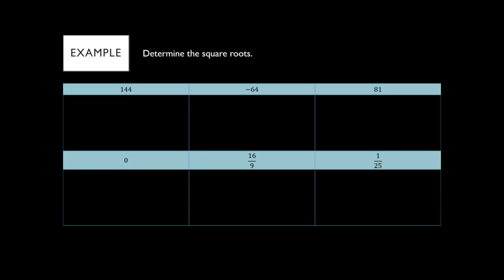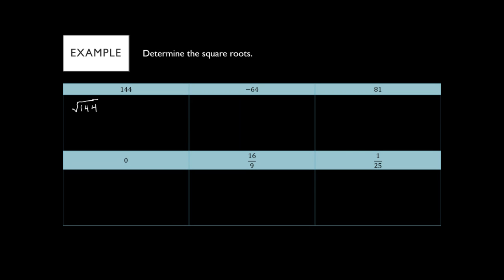And so what you would do is, like the first one on the top left, I've got 144. What you are looking for is the square root of 144. That's what it's telling you to do. It says determine the square roots. It gives you a number, but you're actually looking for the square root of 144.